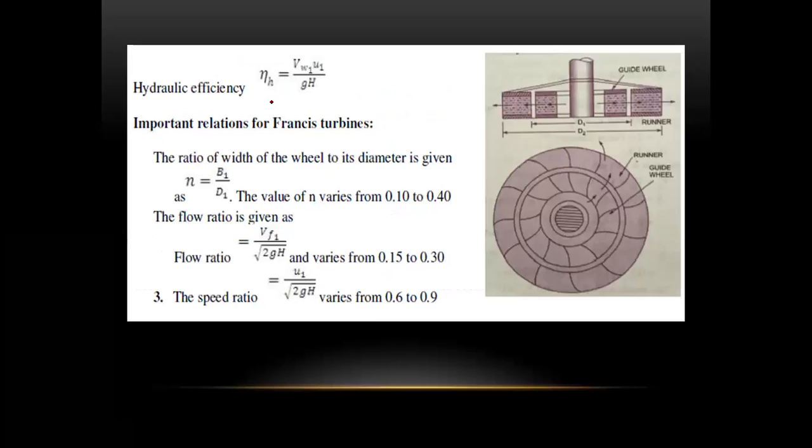Then the hydraulic efficiency of this Francis turbine is equal to VW1 U1 by GH. The important relations related to the Francis turbine are the same as those of the reaction turbine, so we skip the derivation. The ratio of the width of the wheel to the diameter is given as B1 by D1. The value varies from 0.1 to 0.4. The flow ratio is given as VF1 divided by root 2 GH. The speed ratio is U1 divided by root 2 GH.